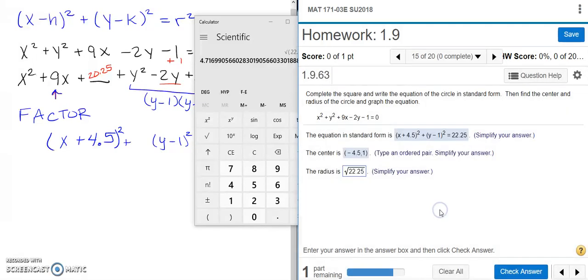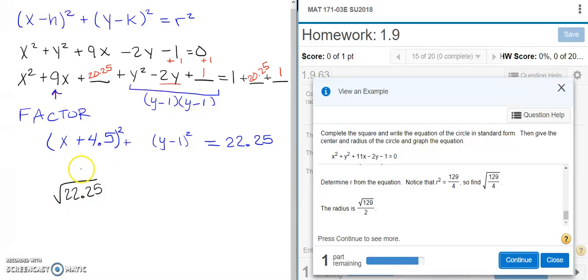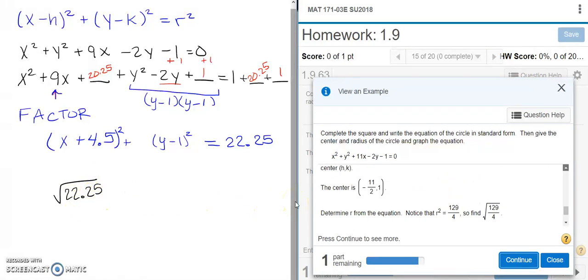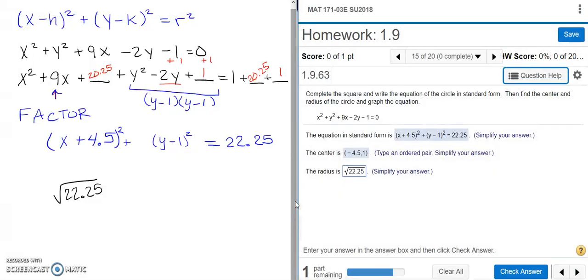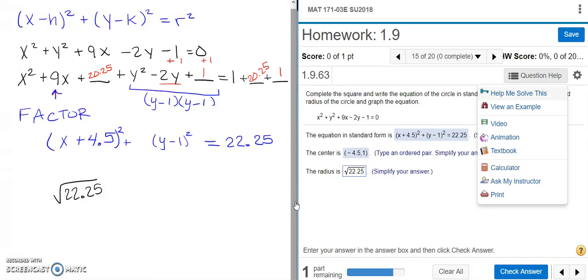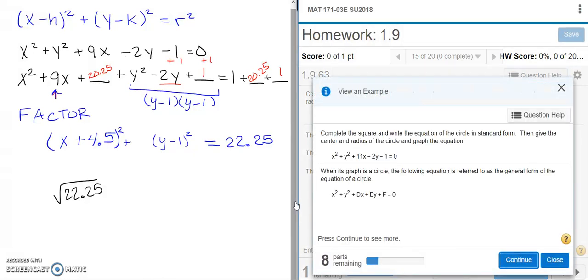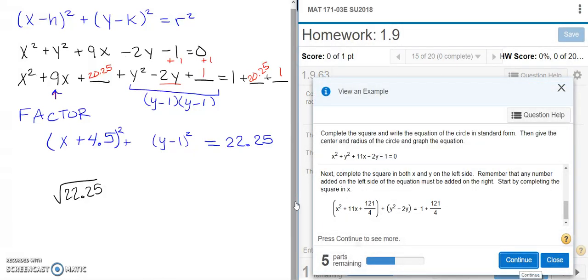Okay, so I think this can be simplified. So, let's see. Okay, guys. Well, I'm definitely glad I picked this one to show you guys because it is a little tricky at this step. I actually went to view an example to see what I was having issues with. This view an example is so helpful, you guys. I have no problem telling you to use this. If you go to question help and view an example, it shows you a similar problem.